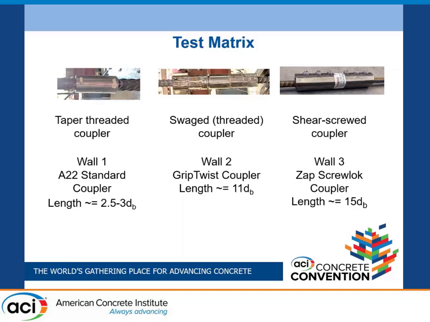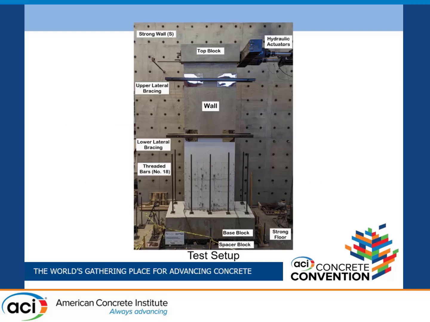So the connection type is different in each of these couplers, and the length of the coupler also changes from about 3 db to almost 15 db. This is how the test setup looks. The wall is 100 inches in length, 10 inches wide, and the height of the wall from the base to the loading plane is 300 inches, and the overall length of the wall is 30 feet.